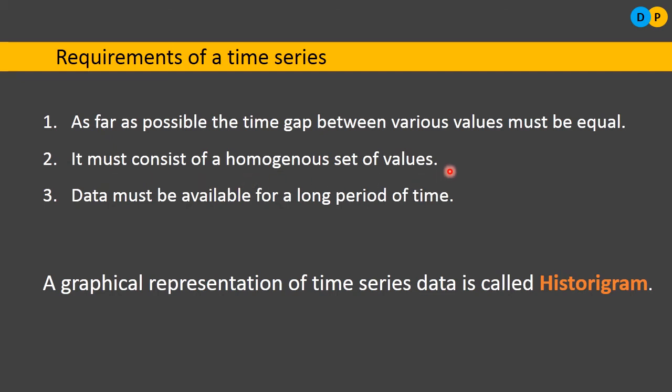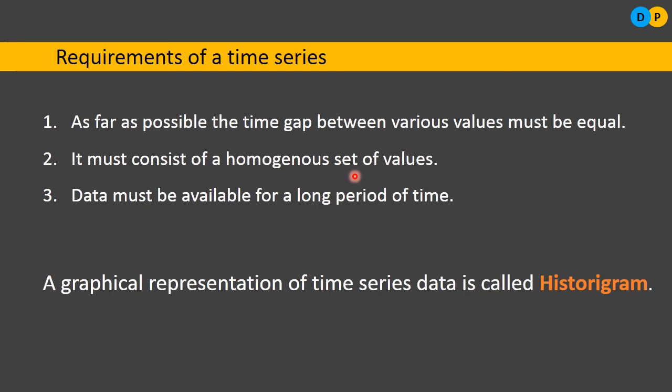Next, the second requirement is it must consist of a homogeneous set of values. So if you are constructing a time series, then the values within the time series must be homogeneous in nature. What does it mean? Let us say I am considering production of sugar cane. What will be the production of sugar cane in, let us say, 2030 or 2040? For that, I have already collected previous years' production quantity, from 1950 onwards: 1950, 1960, 1970, and it goes on up till 2020.